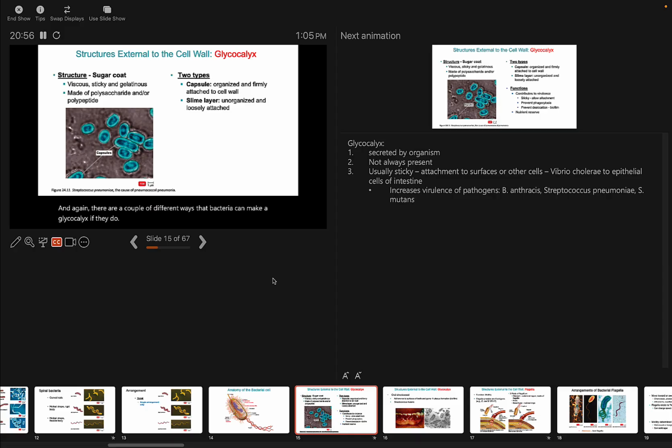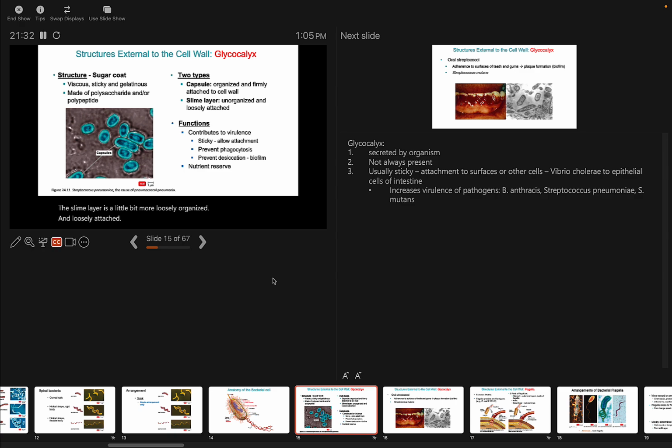Some of them make a capsule. So a capsule, kind of like last week on Thursday when we talked about different kinds of staining and we talked about capsule staining and how a capsule is this tight structure associated with the cell. So it's more tightly organized, it's attached to the cell wall, but it is this polysaccharide, maybe polypeptide mixture. The slime layer is a little bit more loosely organized and loosely attached, but often they can serve very similar functions.